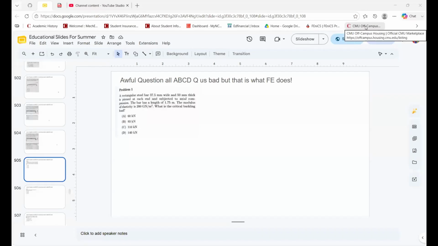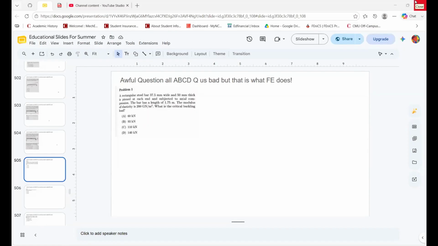A rectangular steel bar, 37.5 wide and 50 millimeters thick, is pinned at each end and subject to axial compression. The bar has a length of 1.75. The modulus of elasticity is 200 gigapascals. What is the critical buckling load? Anyway, how do you solve this is a question.